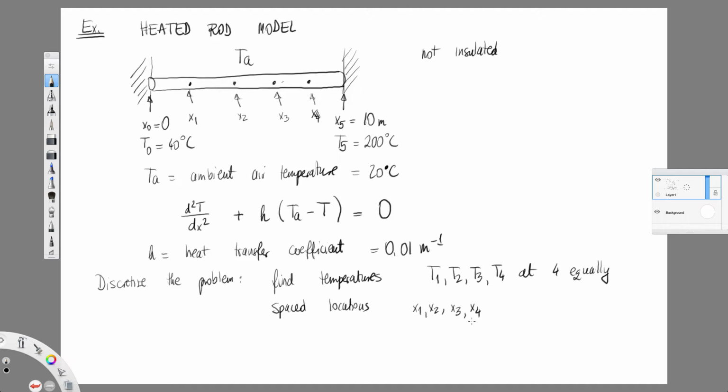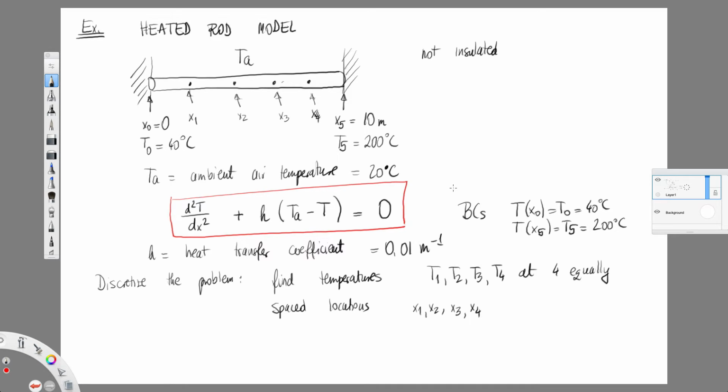I don't need to look for T0 and T5, they're already given as boundary conditions. So my boundary conditions are T of X0, which is T0, equal to 40 degrees, and T of X5, which is T5, equal to 200 degrees. So those are my boundary conditions. So this is essentially the problem I'm solving. No differential equation is complete without boundary conditions.